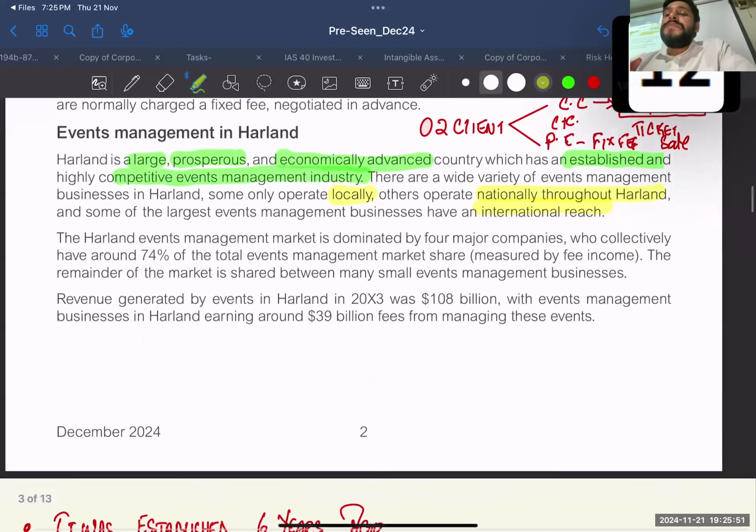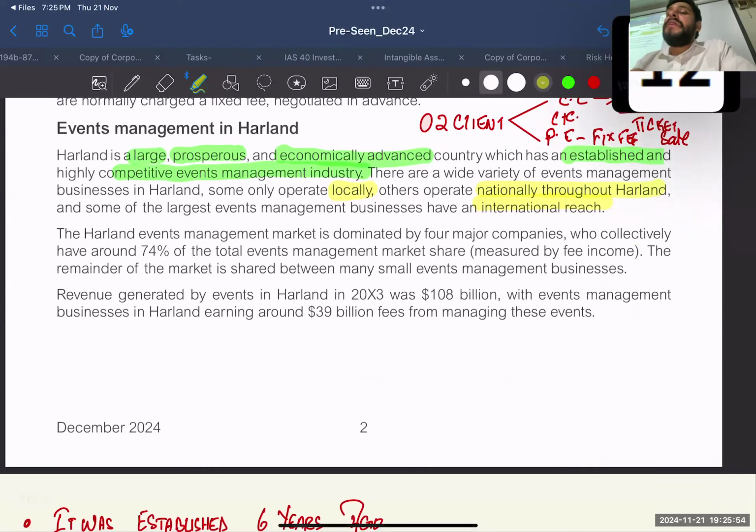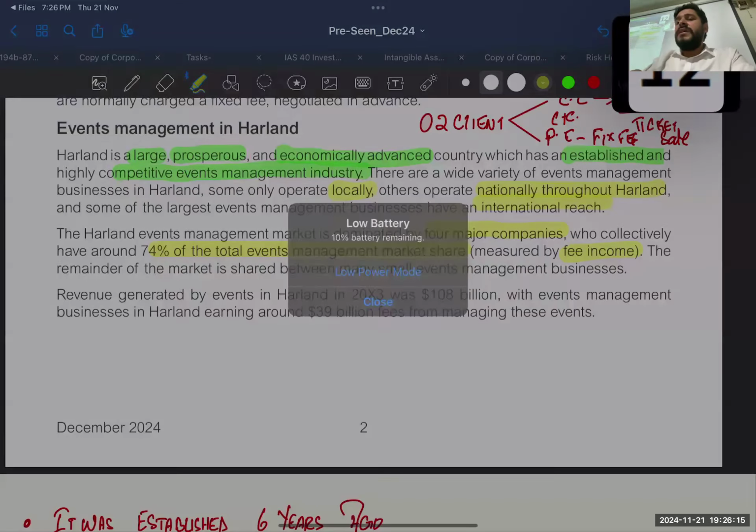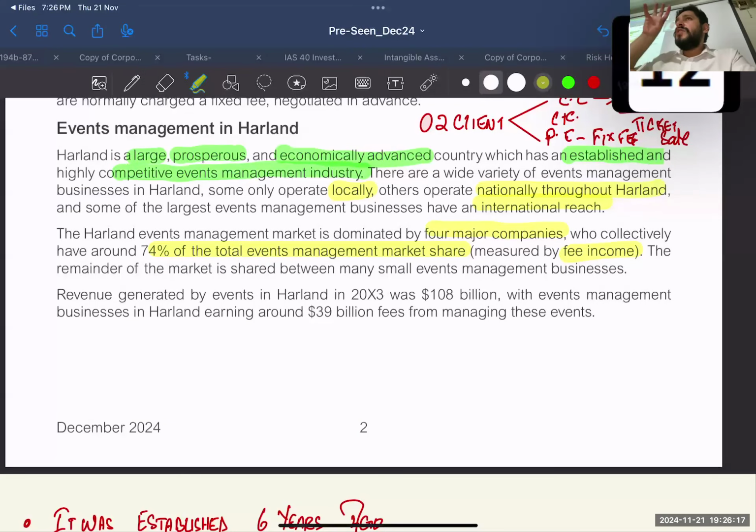The Harlem event management market is dominated by four major companies, okay, who collectively have 74% of the total event management market share measured by fee income. So this means that we are measuring the market share by fee income. This means that the highest fee income earner, the second highest, the third highest, and the fourth highest fee income earner cumulatively hold 74%.